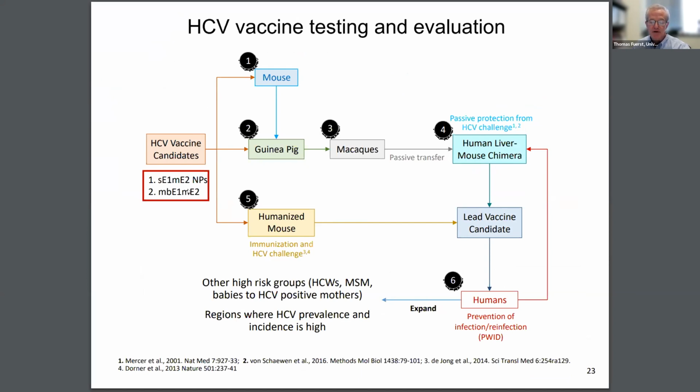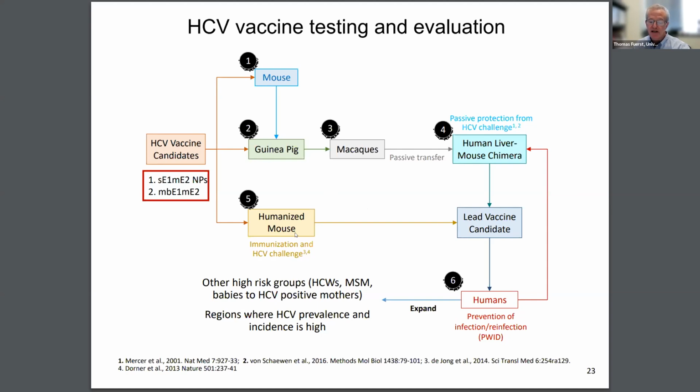In order to demonstrate protective efficacy, in collaboration with Alex Kloss, we will use a human liver mouse chimeric model, immune-incompetent, and a humanized mouse model, immune competent, to demonstrate protection against challenge with infectious virus. The chimeric model will receive passive transfer of vaccinated macaque sera prior to challenge. The humanized mouse model will receive active immunization with the vaccine prior to challenge.